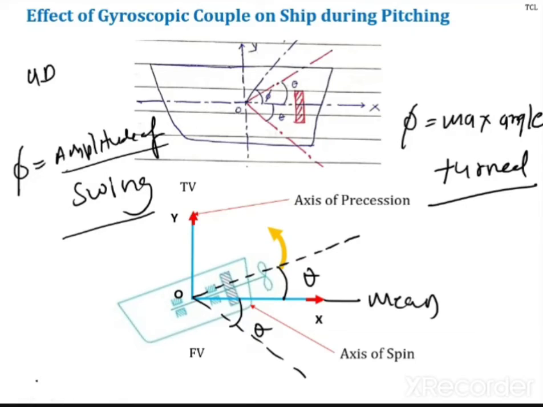OX. Okay. So I will draw one more diagram here. So let us say this is a maximum angle. So this total angle is phi and this total angle is phi.